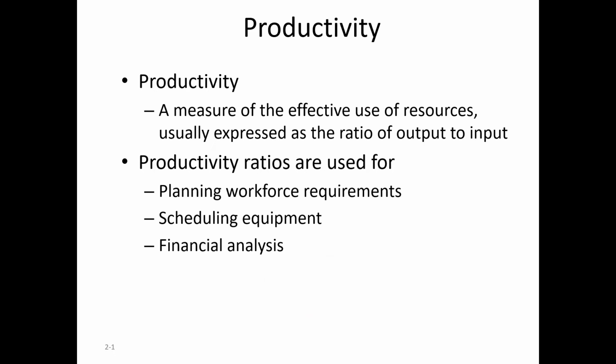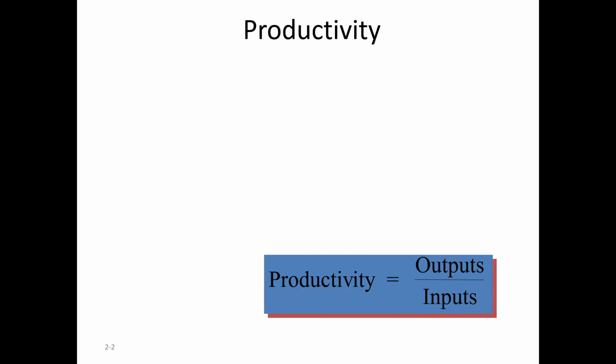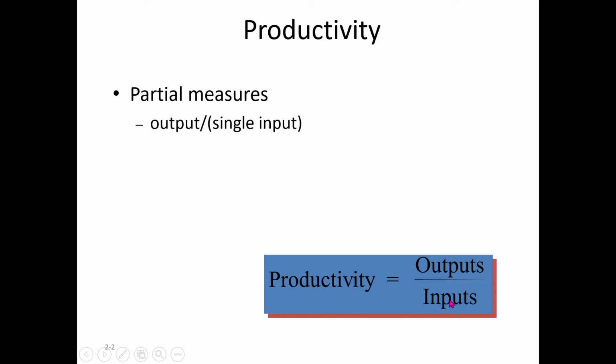Okay, then productivity can be measured as output by input. The formula for the calculation of productivity is outputs divided by inputs. Productivity can be calculated with the help of input and output with different methods.